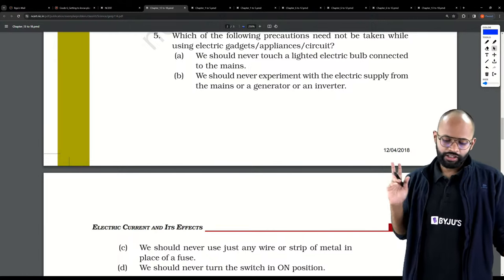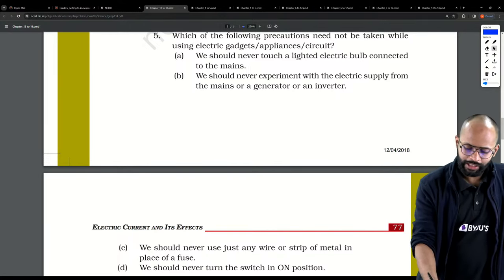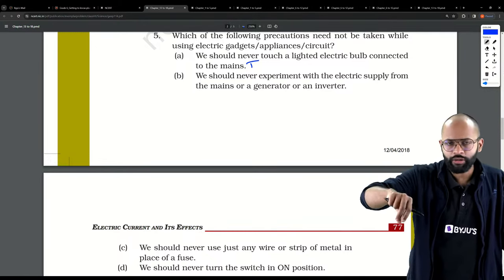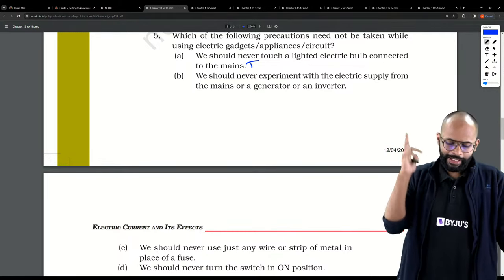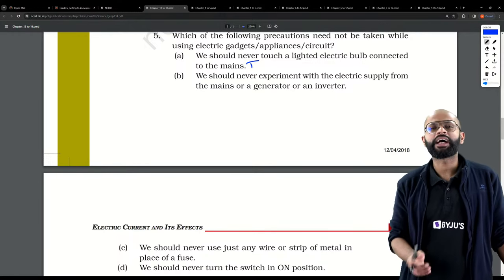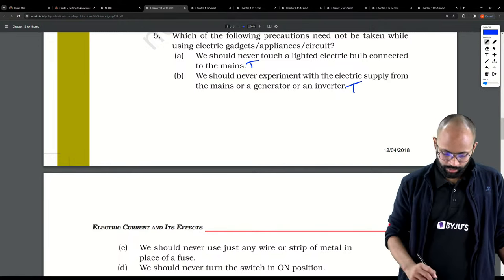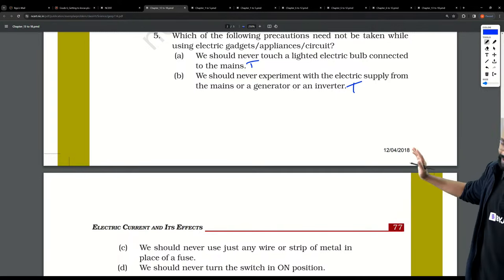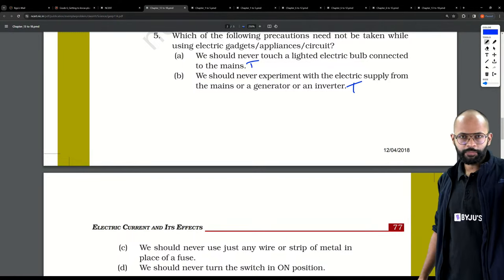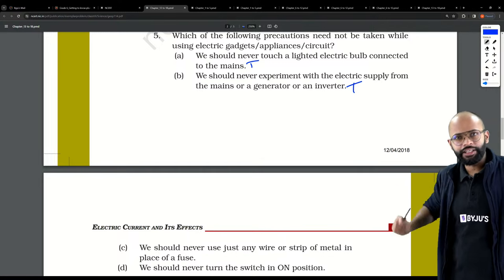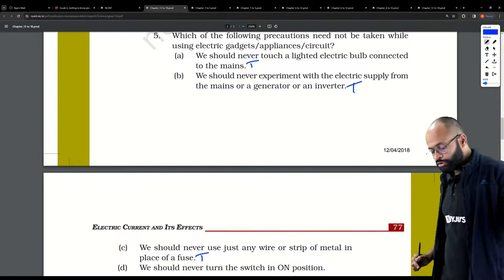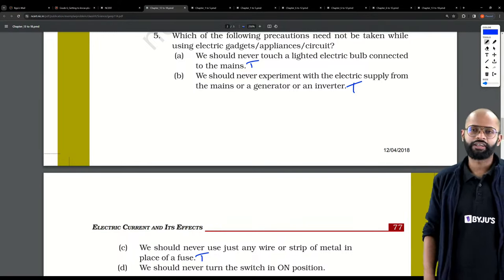We should never touch a lighted electric bulb connected to the mains. तो सही बात बोल रहा है यार. So this is true. ऐसे if a bulb is lighted, जाके touch थोड़ी करोगे. That first one is true. Second, we should never experiment with the electric supply from the mains or a generator or inverter. भाई experiment कहाँ करना? Experiment मतलब खेल करना. This is also true. We should never use just any wire or strip of metal in place of fuse. ये तो कितनी बार बताया है? Whenever a fuse is blown, you should not just काम चलाने के लिए take any wire and put it in the fuse, है ना? ठीक है? Yes. So this is also true. We should never turn the switch in on position.